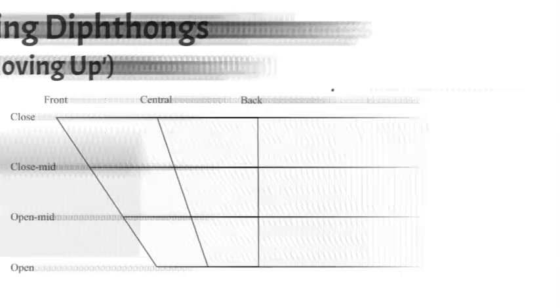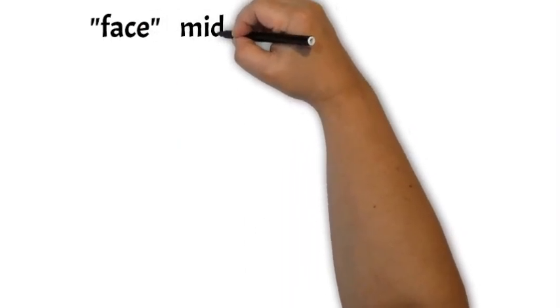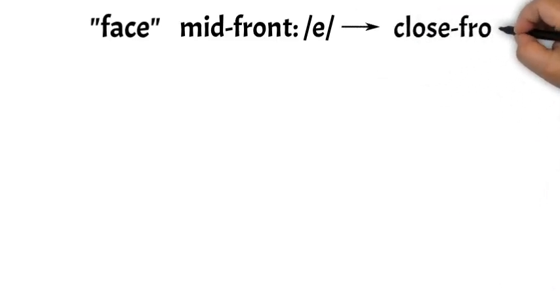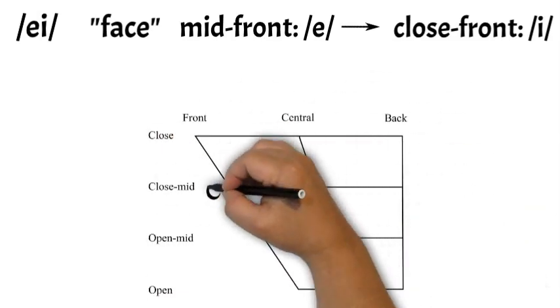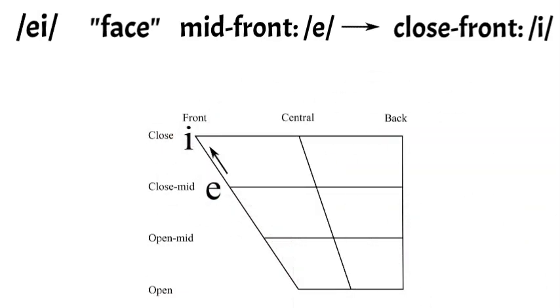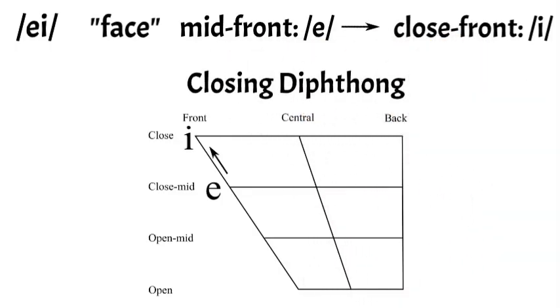For example, the diphthong in face starts with a mid-front vowel that moves upward to a front close E vowel, producing A. This involves the tongue beginning at a lower, more open position and transitioning to a higher, closer position, making it a closing diphthong. A, face.